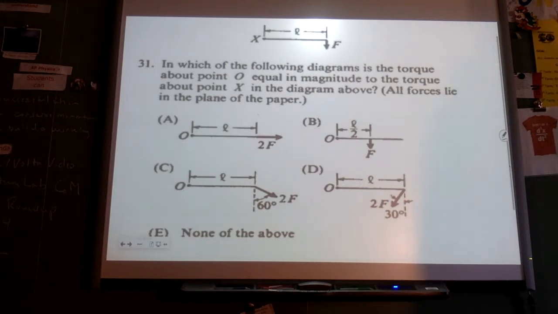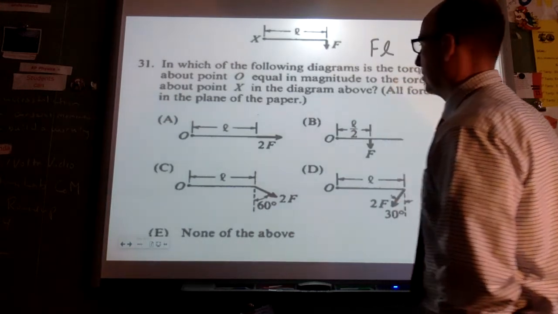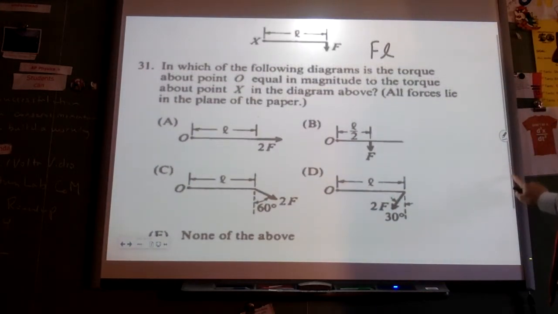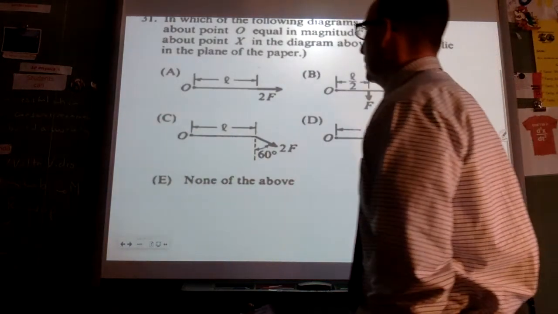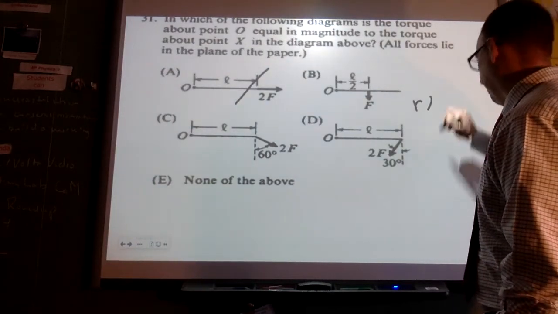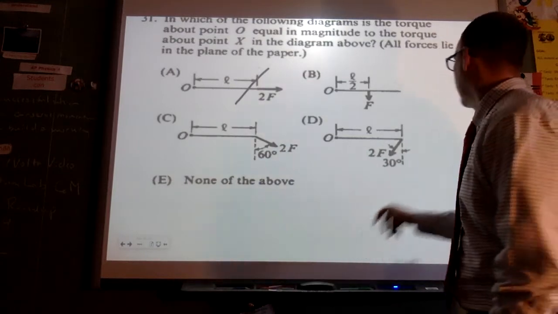Which of the diagrams has the torque about point O equal in magnitude to the torque about point X in the diagram above? The torque would be F times L because those are perpendicular. So I need to find something that is worth equal to F times L down here. This has no torque. This one would be FL over 2.